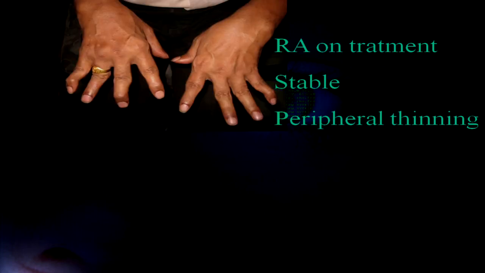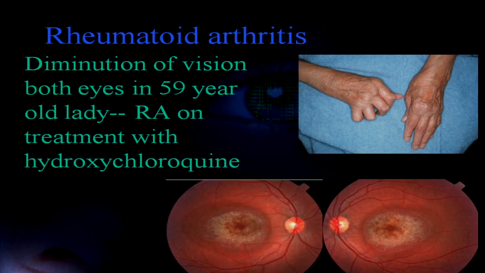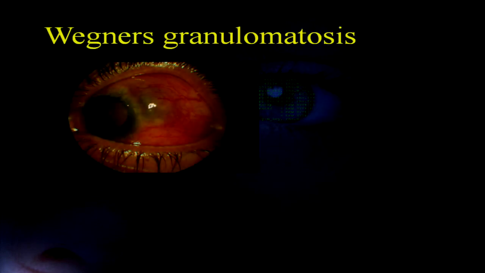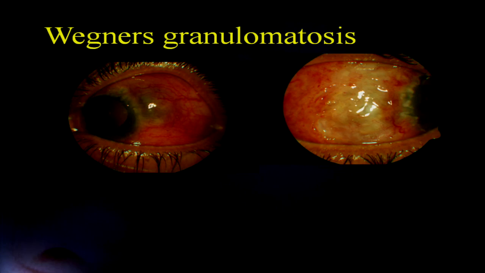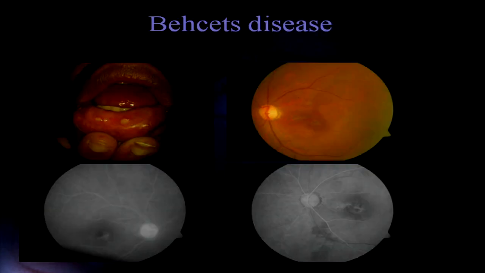Rheumatoid arthritis patients on treatment, if you don't evaluate them properly, you may end up with something like this, chloroquine toxicity. Wegener's granulomatosis usually has a scleritis, and if you do not treat the scleritis with adequate immunosuppression, with topical steroids only, the final result may be something like this. There may be ciliary staphyloma, and significant damage can occur. Behçet's disease, SLE, and these diseases require immunosuppression from the start. Even if they present with only mild uveitis, they may require immunosuppression from the start.